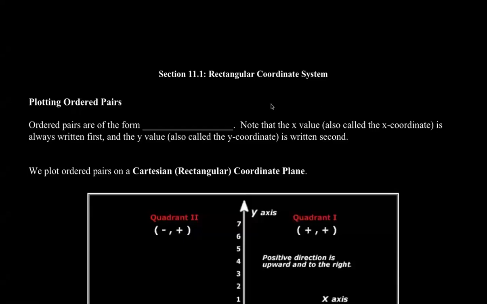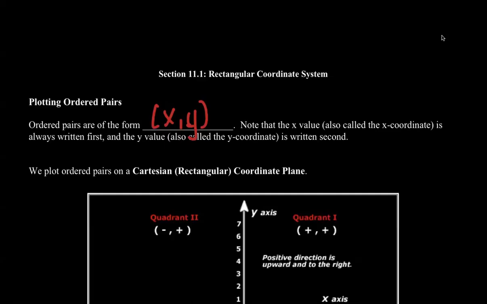Hello, this is your lecture video for section 11.1 and 2, working with the rectangular coordinate system, so some notes on graphing. When we plot ordered pairs, they are of the form x comma y. You'll see them listed in parentheses. The x will always be the first coordinate. Notice that the x value, also called the x coordinate, is written first. The y value, also called the y coordinate, is written second.